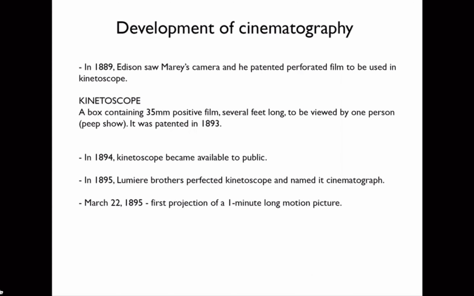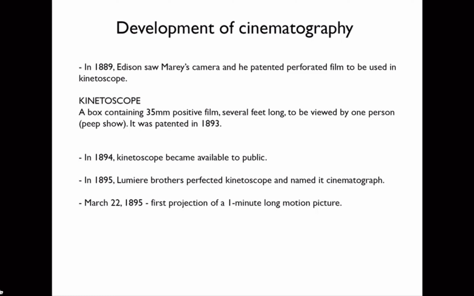And finally, in 1889, Edison saw Marey's camera. He patented perforated film to be used in the kinetoscope. And the kinetoscope is a box containing 35 millimeter positive film, several feet long, to be viewed by one person at a time, something like a peep show. It was patented in 1893.